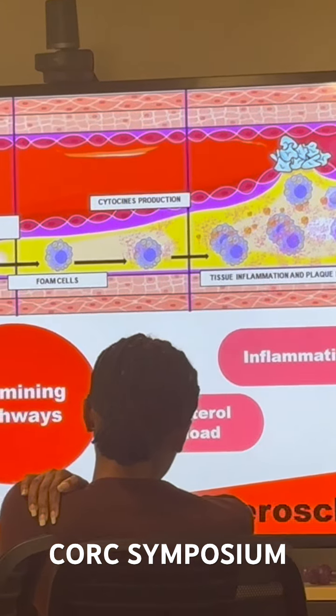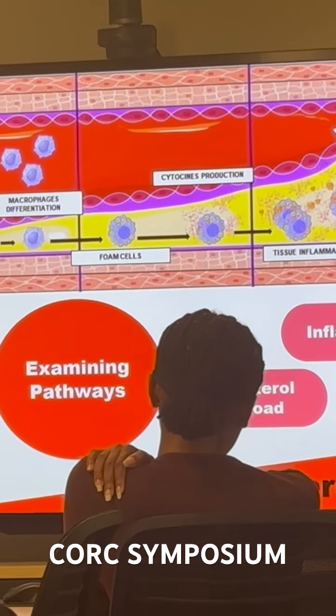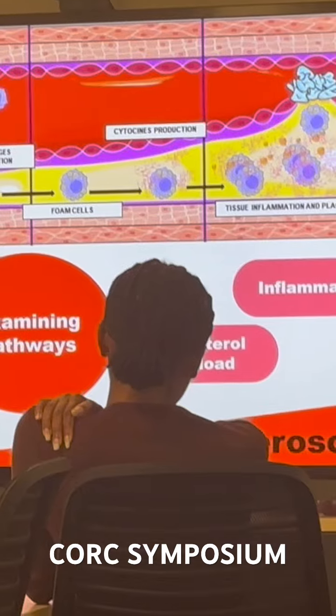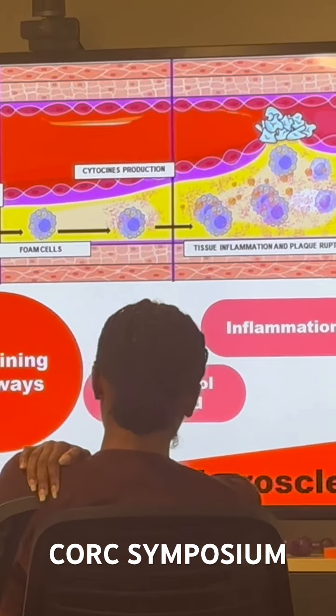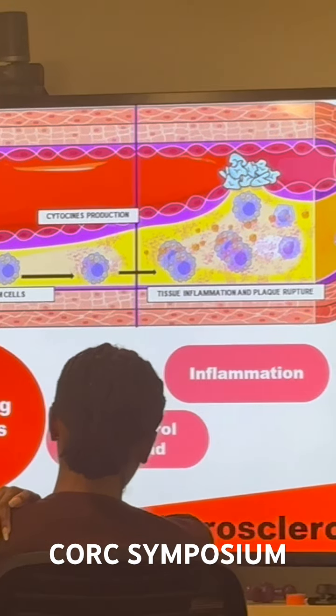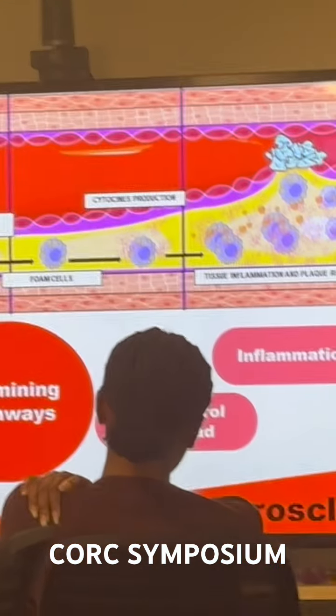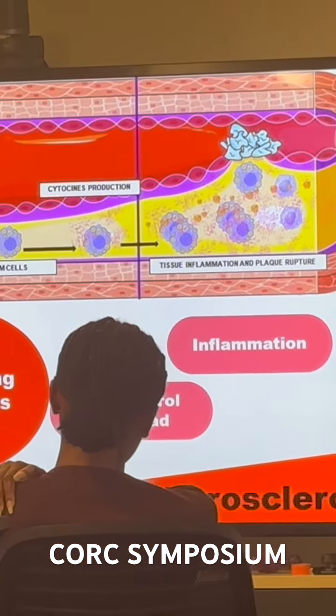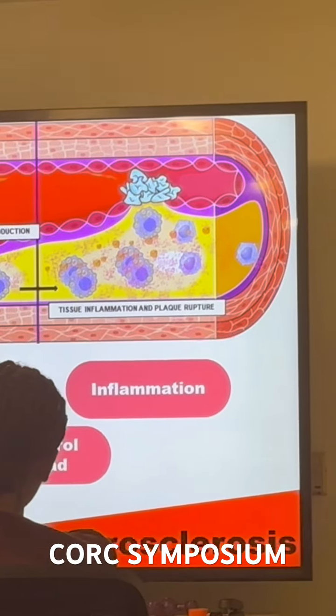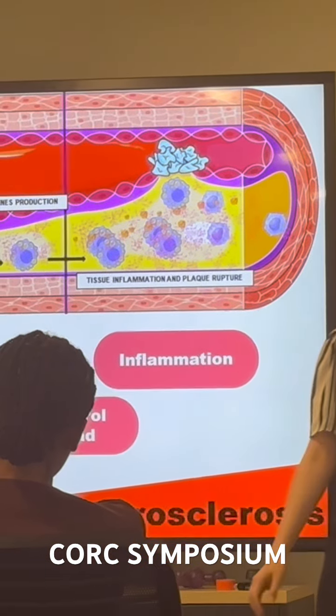First of all, atherosclerosis is a very prevalent condition that can lead to cardiovascular disease. It is caused when cholesterol plaques build up in the artery wall, causing an inflammatory state. Examining these inflammatory pathways can be meaningful to find new therapies for atherosclerosis.